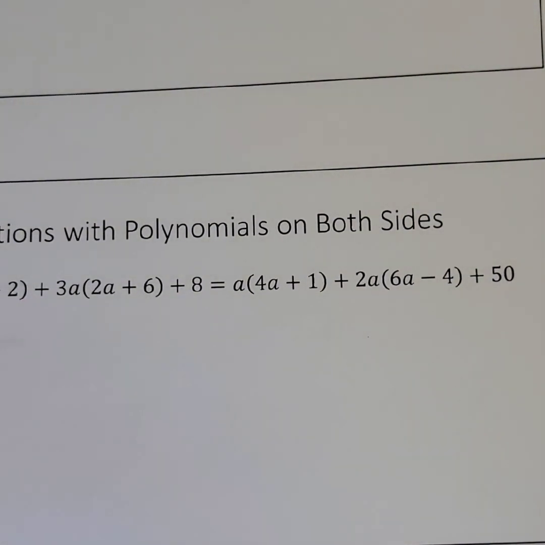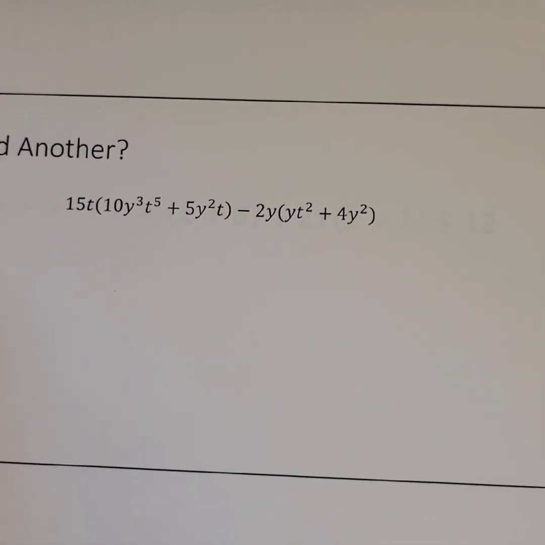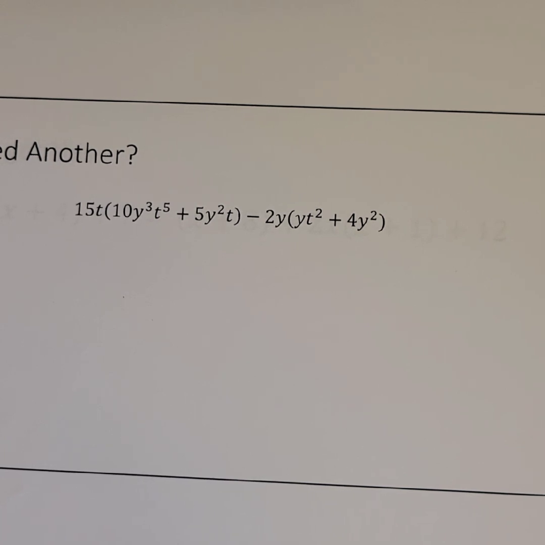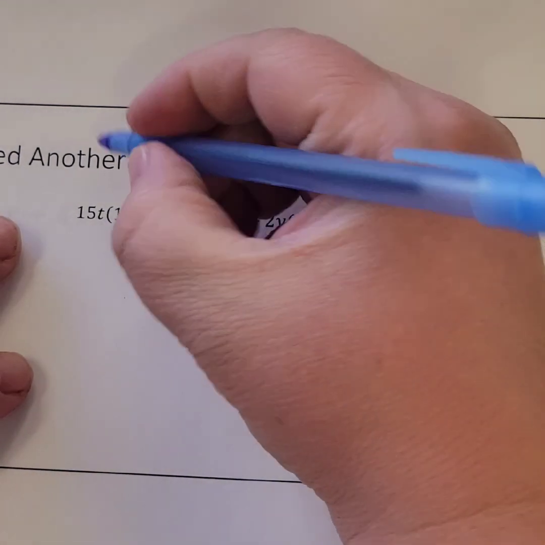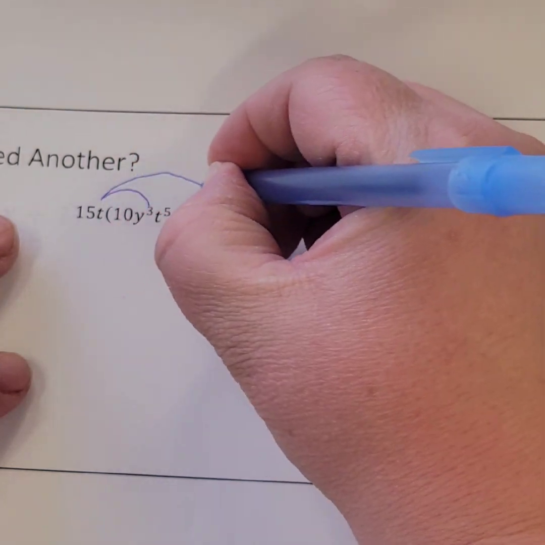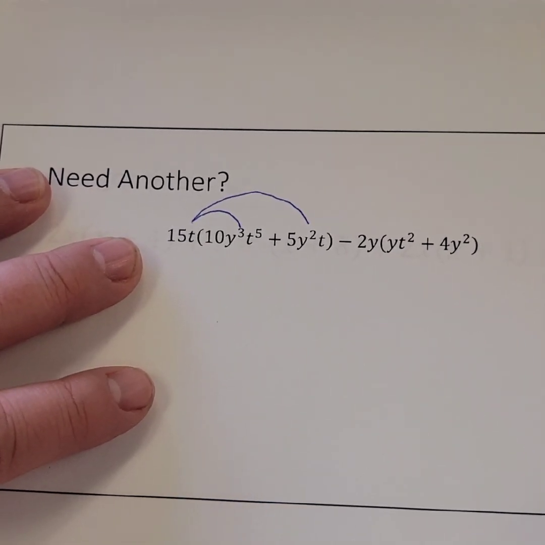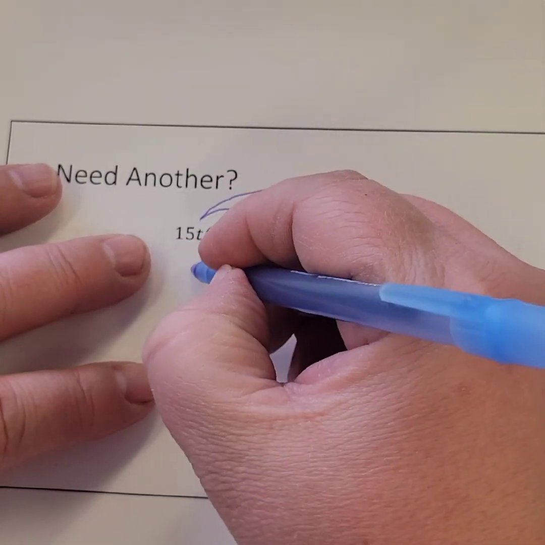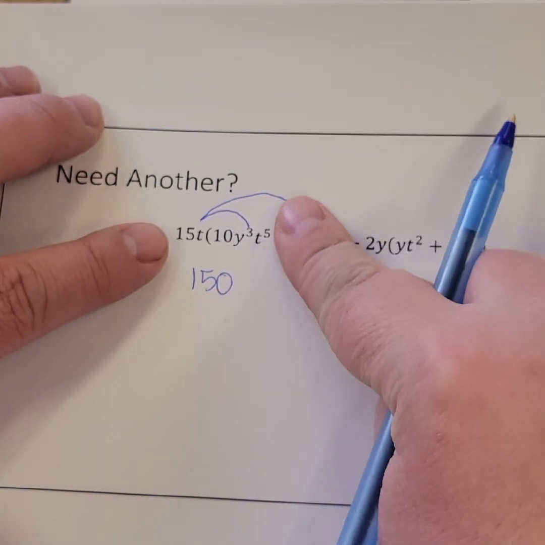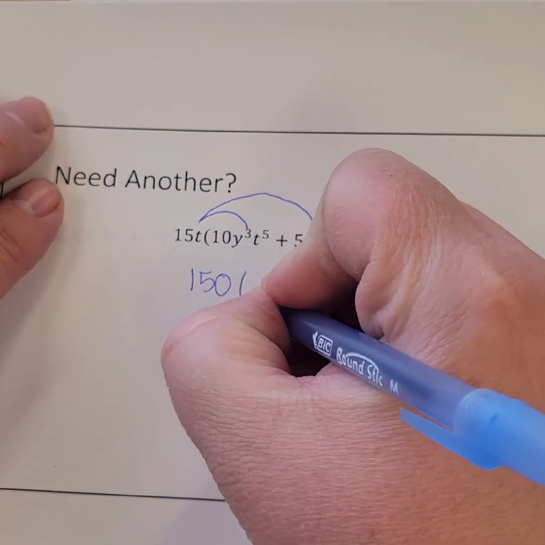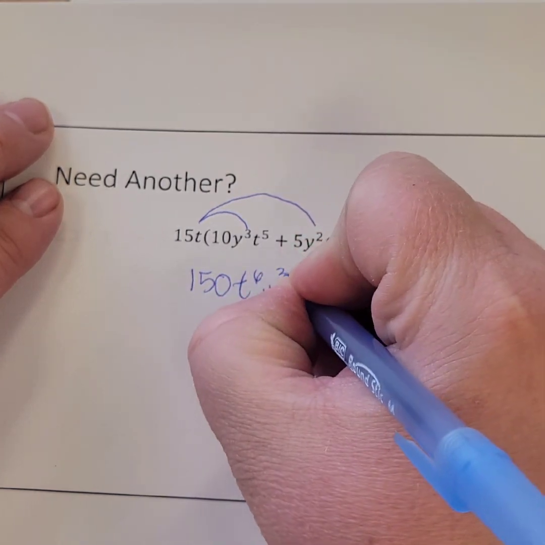Okay. All right. So do we need another one? Okay. So we'll go ahead and do this one. So distribute this. Okay, so this is getting a little bit crazy. So we're going to have to take this one a little slow. So 15 times 10 is 150. Then in this term, there's a t there and t5. So we'll do t6, y3.